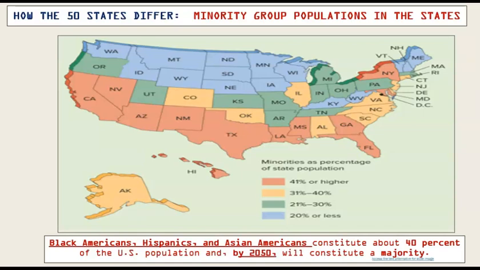Now, as far as minority groups, it says minorities as a percentage of state population. So your southern states obviously are going to have a higher concentration of minorities in their state population, and then increasingly it becomes lower as you go north. But when you combine the percentages, Black Americans, Hispanics, and Asian Americans will constitute about 40% of the population. And, well, that's at present. And by 2050, it will constitute a majority. So you are looking at demographic changes in the United States.